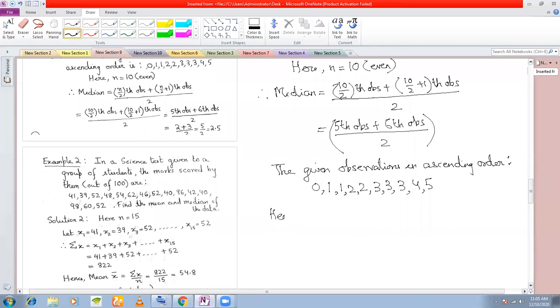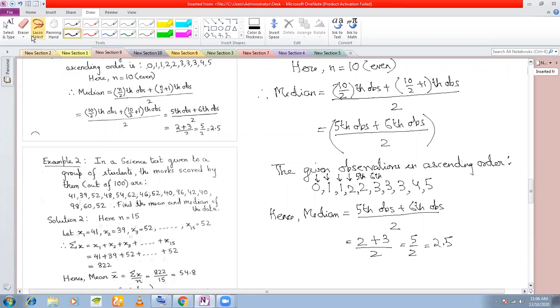Hence the median is equal to the fifth observation plus the sixth observation, divided by 2. Counting first, second, third, fourth, this is your fifth observation. The fifth observation is 2, plus the sixth observation, which is 3. This is 5 divided by 2, which is 2.5. This is the median. The median is nothing but the central value. And remember always to arrange in ascending order before choosing the observation. Let us look at the next example on median.